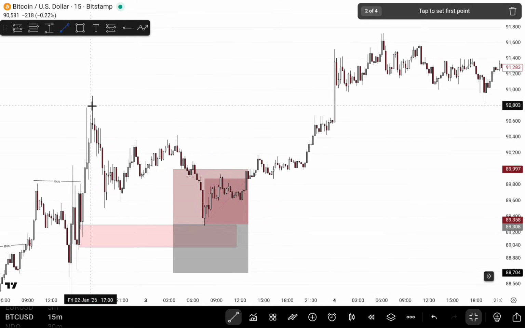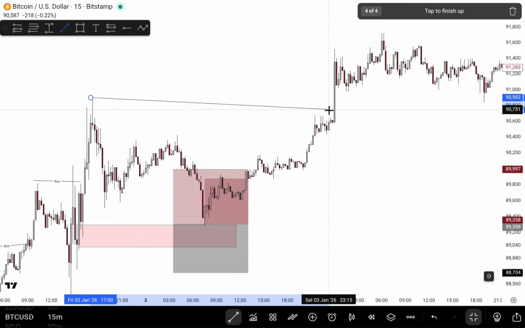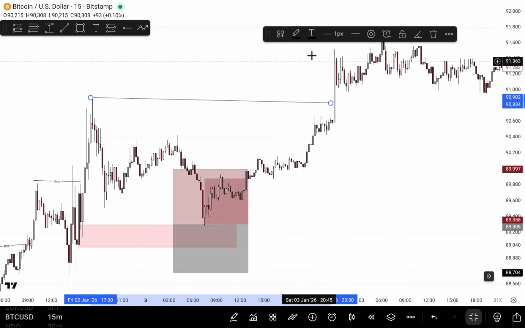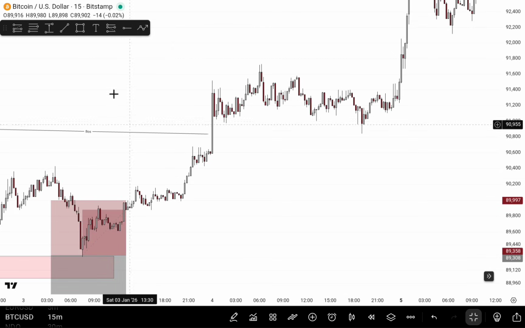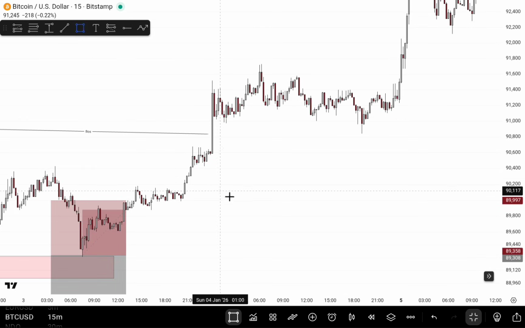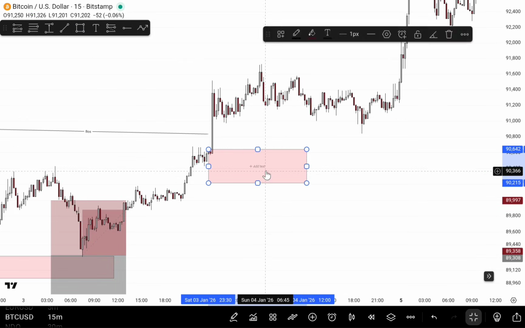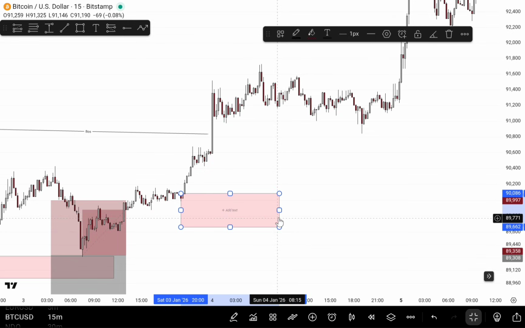So we also have a new break of structure at this point. Since we have this break of structure, right? So we're targeting here at this spot to take a trade, preferably at this spot.